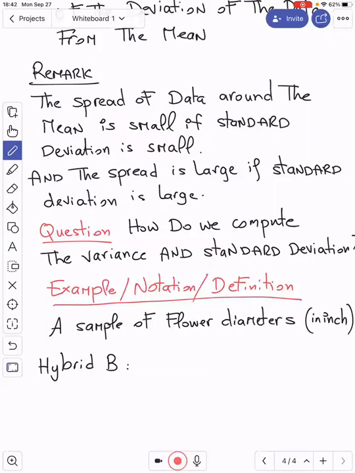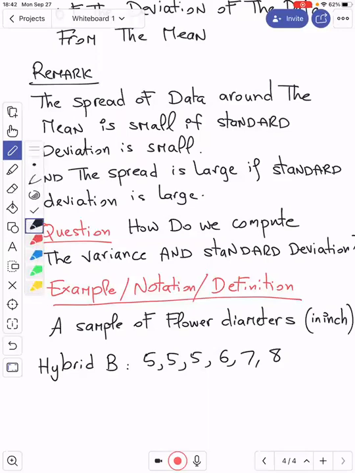So yeah, the hybrid B, we had 6 flowers, right? The first flower has a diameter equal to 5 inches. The second is again 5 inches. Third, 5. The fourth flower has 6 inches as diameter, then 7 inches as diameter, and the last one has 8 inches as diameter. All right.